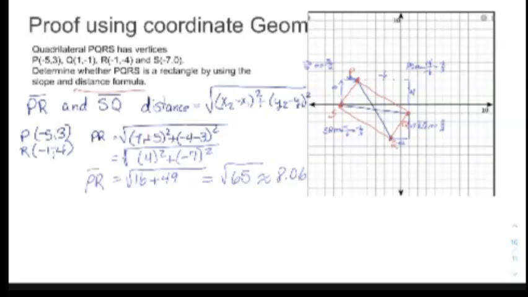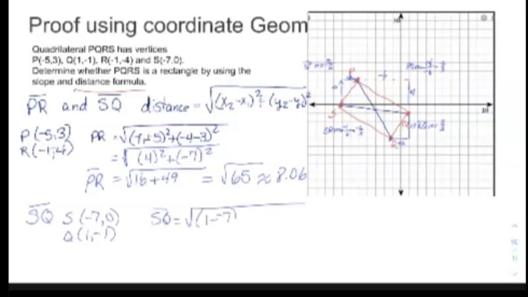All right, so like we said, we wanted to check the diagonals. So we're going to do the same procedure for SQ. All right, and so S is -7, 0, Q is 1, -1. Once again, we're using the distance formula, so SQ is the square root of 1 minus -7 squared plus -1 minus 0 squared.